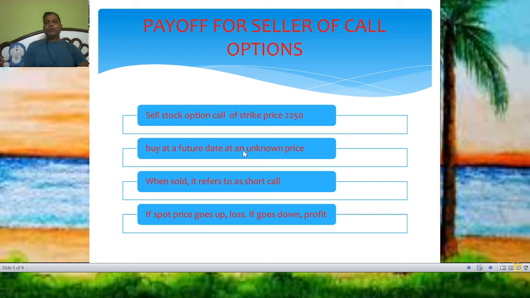Let us say the trader sells the call option of strike price 2250. So when the trader sells this call option of strike price 2250, he is likely to buy this call option back at a future date at an unknown price. So when we sell the call option, it is referred to as the short call. So if the spot price goes up, the seller makes the loss. But if the spot price remains below the strike price, then the seller makes the profit.